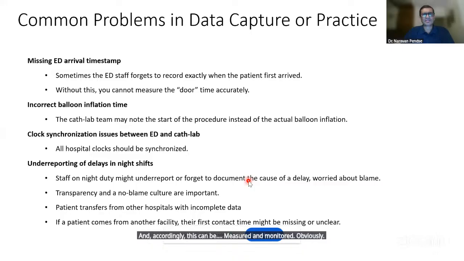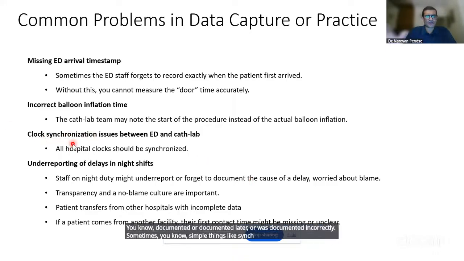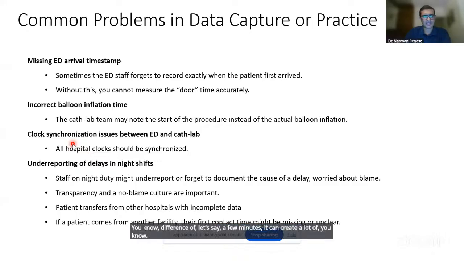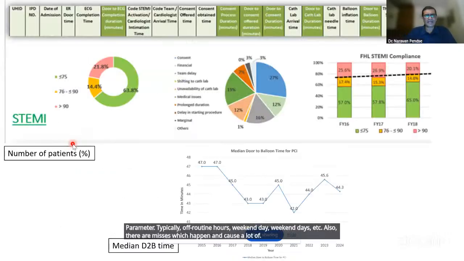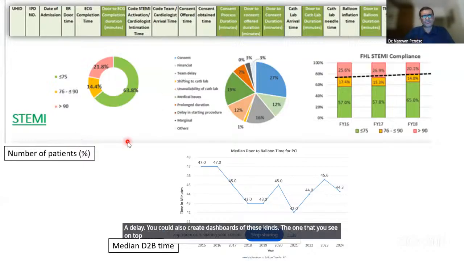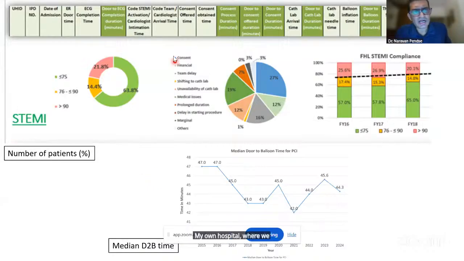Obviously, there can be some gaps in data capture or practice if the time was not documented, or documented later, or was documented incorrectly. Sometimes simple things like synchronization of clocks between the two departments, even if there is a difference of, let's say, a few minutes, can create a lot of impact in the actual calculation of the indicator and the parameter. Typically, during off routine hours, weekends, etc., there are also misses which happen and cause a lot of delay. You could also create dashboards of these kinds. The one that you see on top is actually from my own hospital, where we measure our time for STEMI cases.